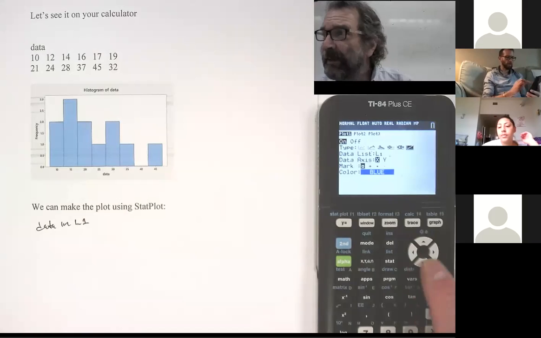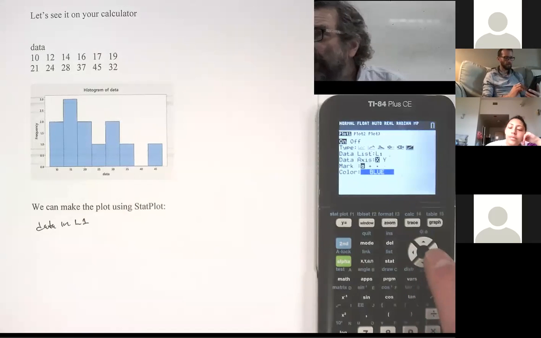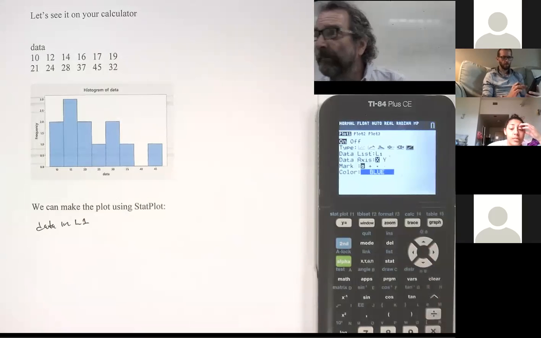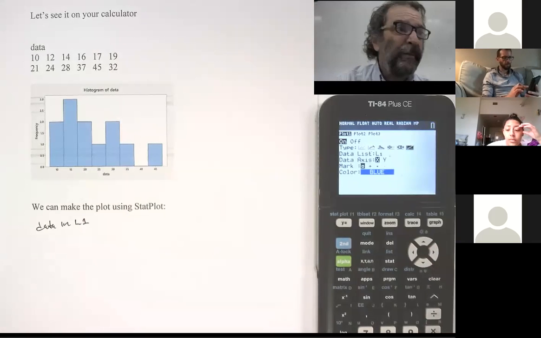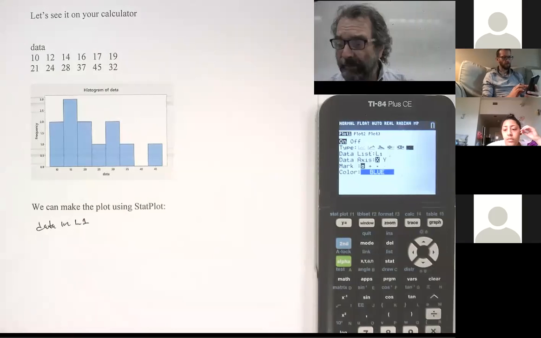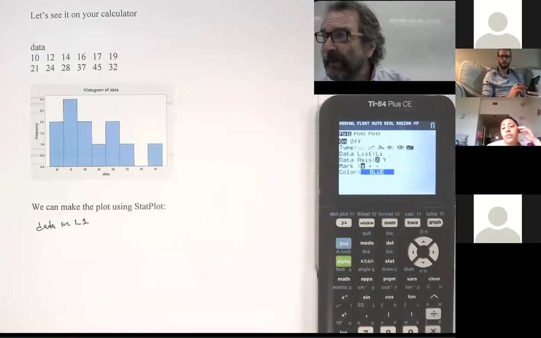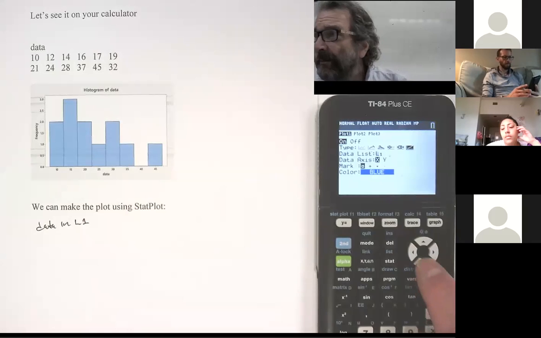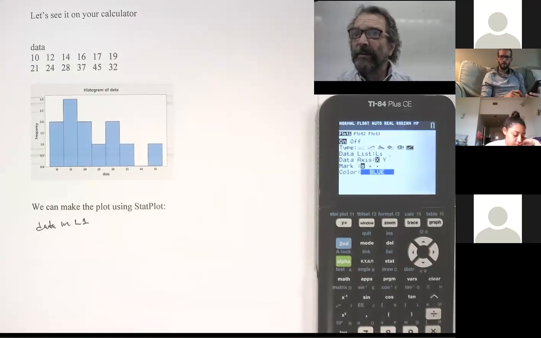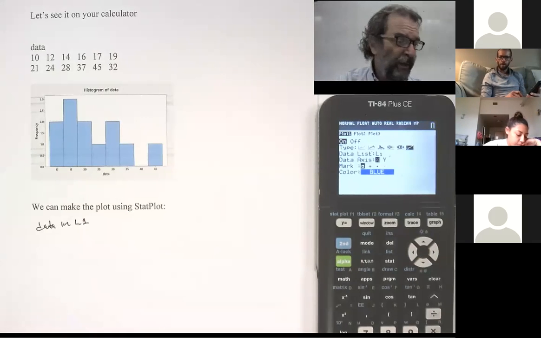And then come down here and pick type. It turns out this guy all the way on the right is a normal probability plot. It doesn't tell you, but that's what it is. So we select that. We come down here to the next item. The data is in list 1. Then it says, which side do you want the data axis to be?